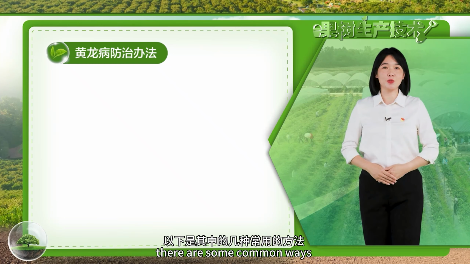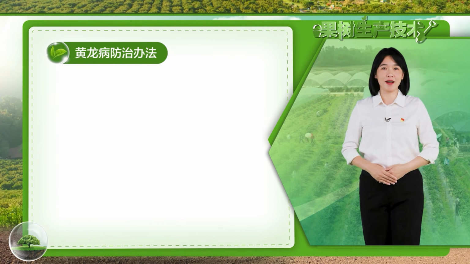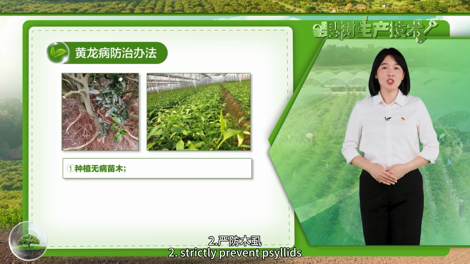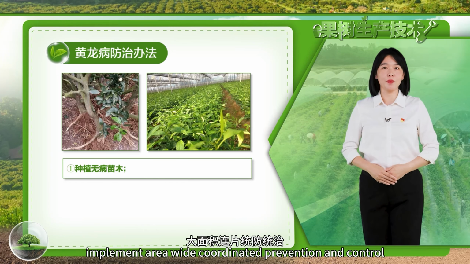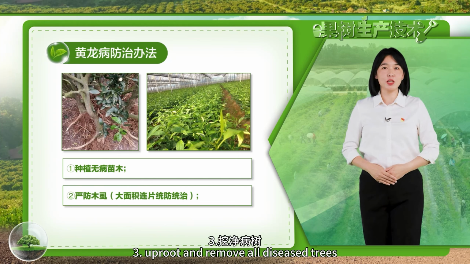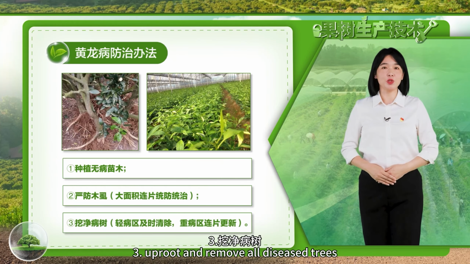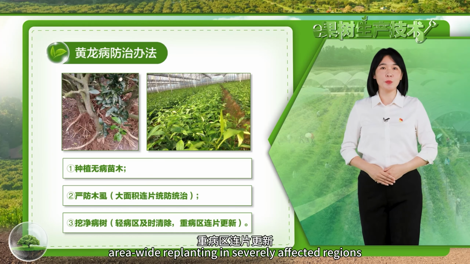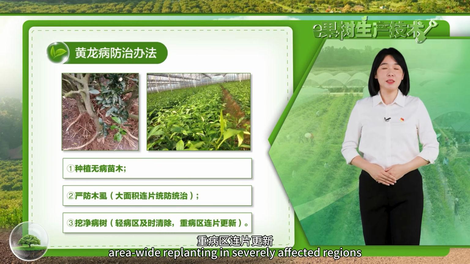There are some common ways. You can use them. 1. Plant the healthy seedlings. 2. Strictly prevent psyllids, implement area-wide coordinated prevention and control. 3. Uproot and remove all diseased trees, prompt removal in mildly affected areas. Area-wide replanting in severely affected regions.